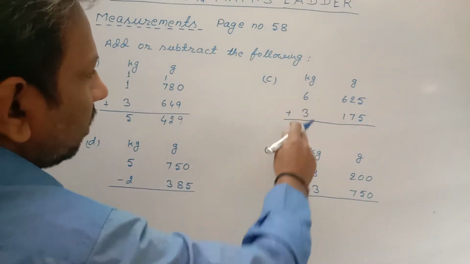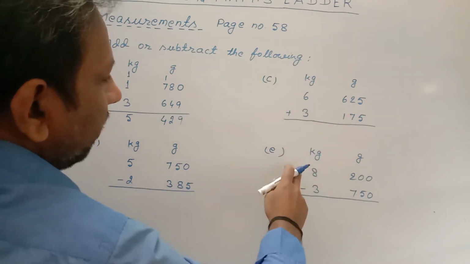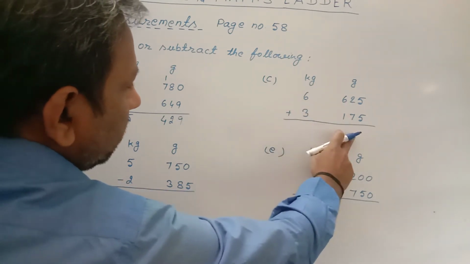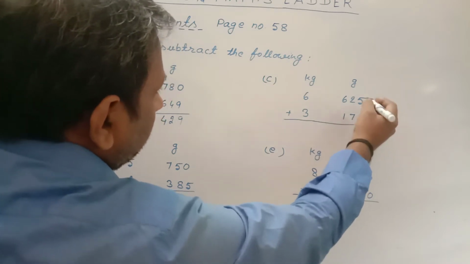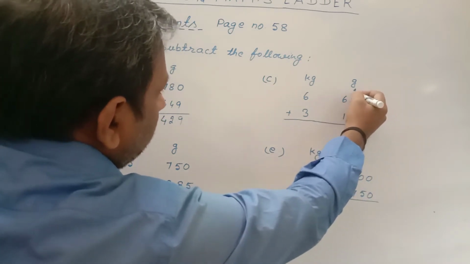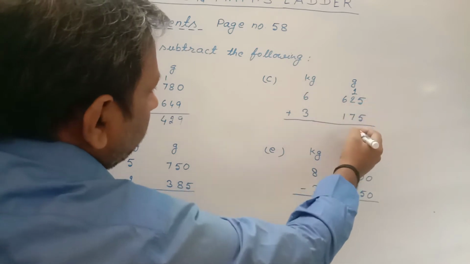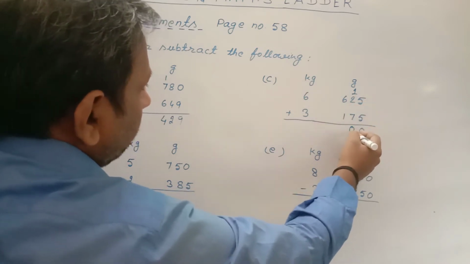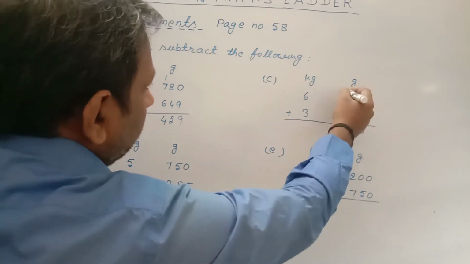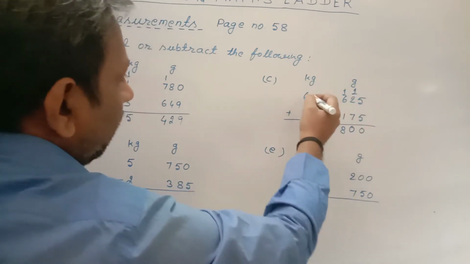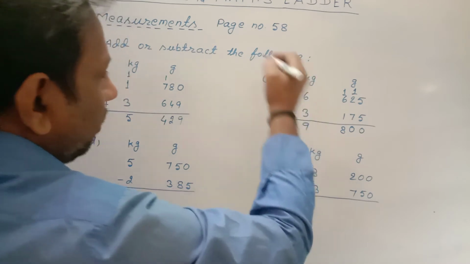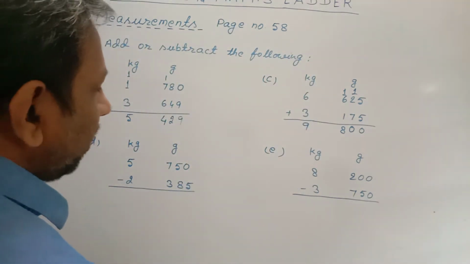Question number C, 6 kg 625 gram and 3 kg 175 gram. So 5 plus 5, 10, 0 of 10 will come here, carry 1, that one will come here. 1 plus 2, 3, 3 plus 7, 10. 0 of 10 will come here, 1 will come here. Now 1 plus 6, 7, 7 plus 1, 8, 6 plus 3, 9. So this addition became 9 kg 800 gram.